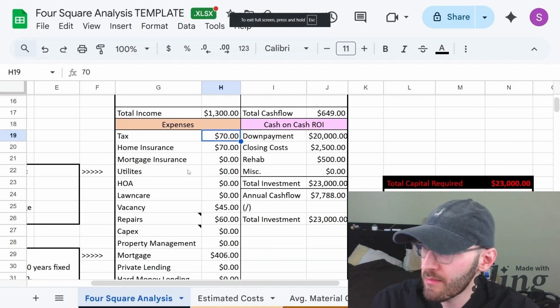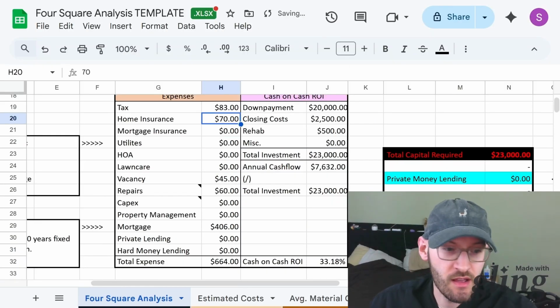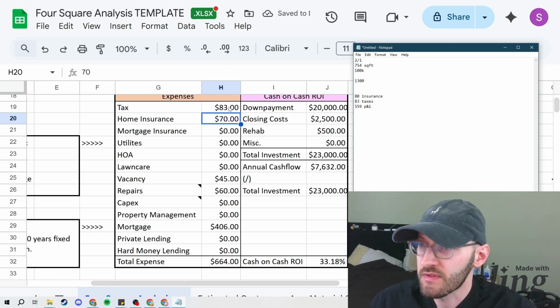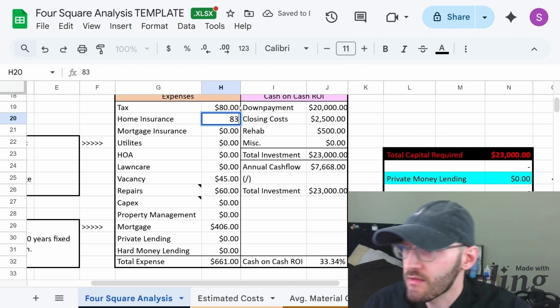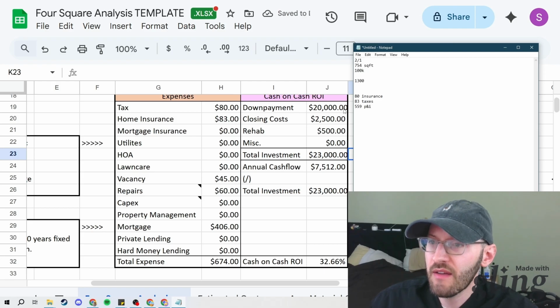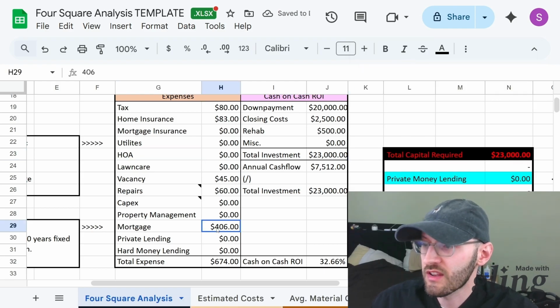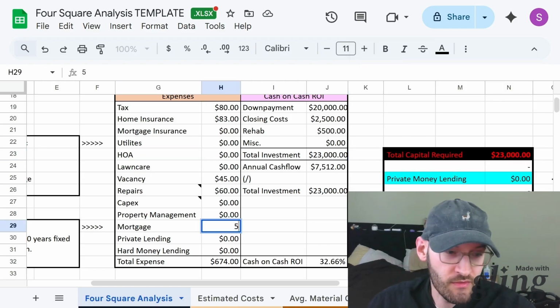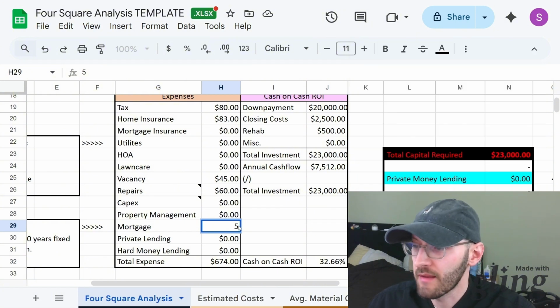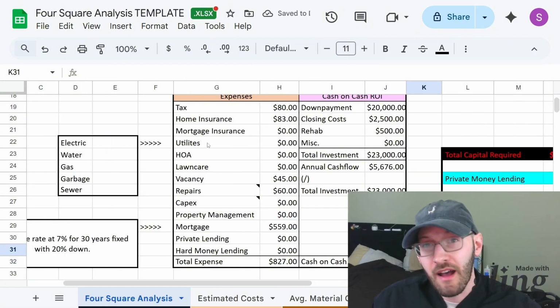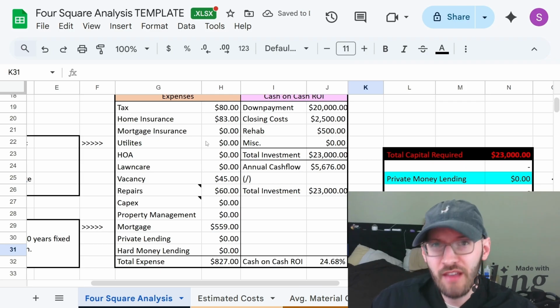Let's go ahead and plug them in. Home insurance, we're going to say was about 80, 83 on the taxes. What else we got? We got $559 on the principal and interest, which is going to be the mortgage, by the way. I'm so distracted. 559.